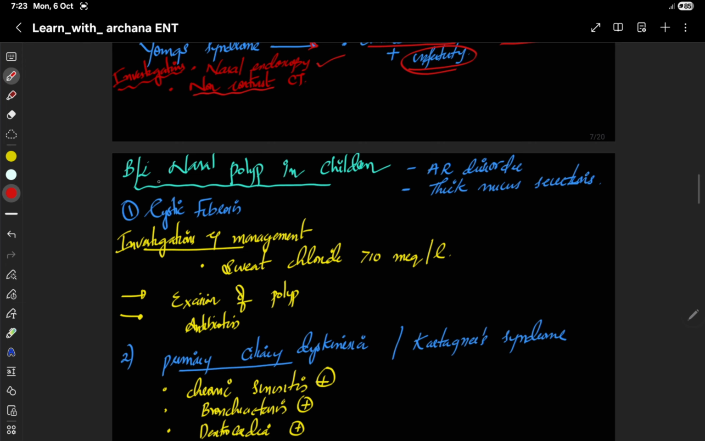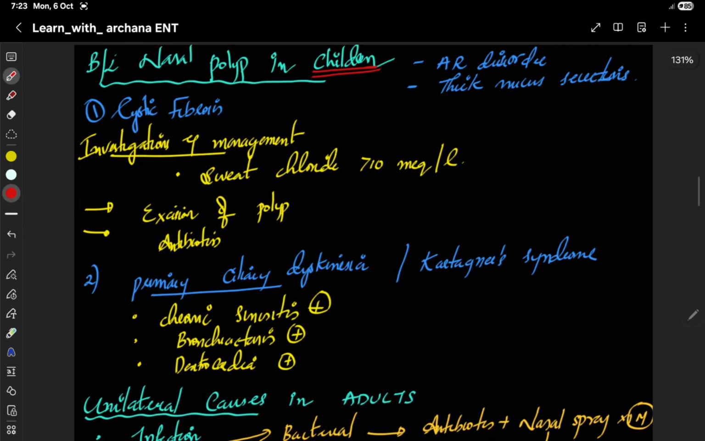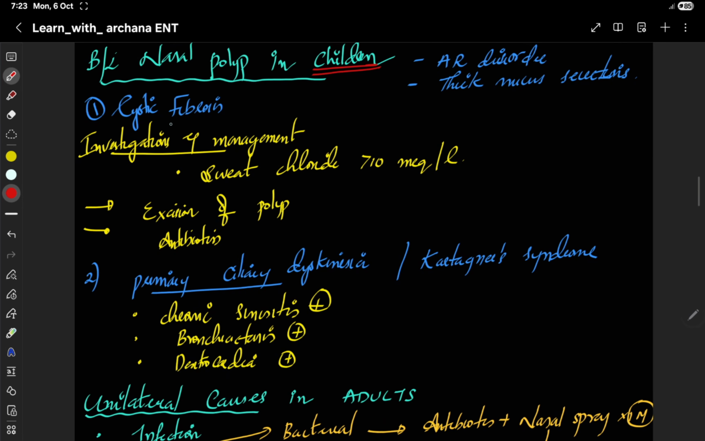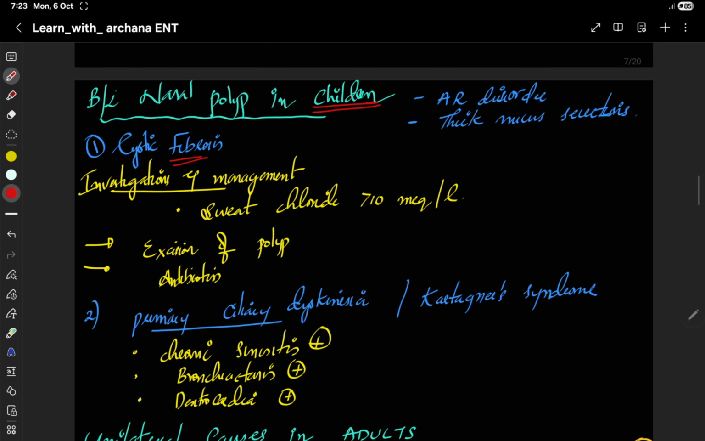What are the causes of bilateral nasal polyps in children? The most common thing we have to look into is cystic fibrosis. It is the most common cause. So, what is cystic fibrosis? It is an autosomal recessive disorder, and what is happening here? There will be thick mucus secretions.